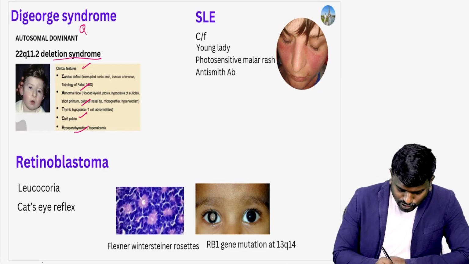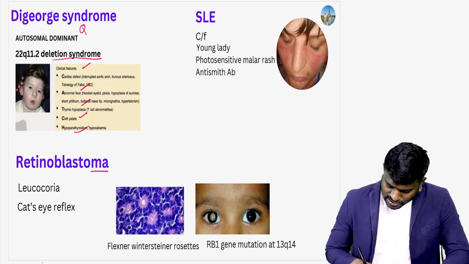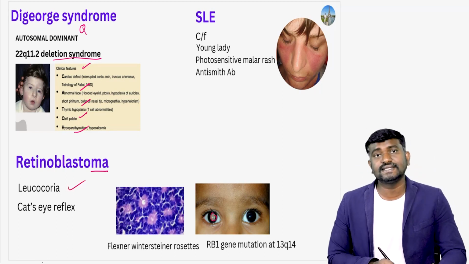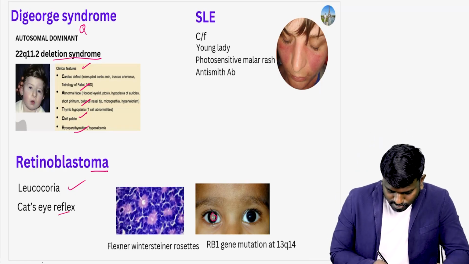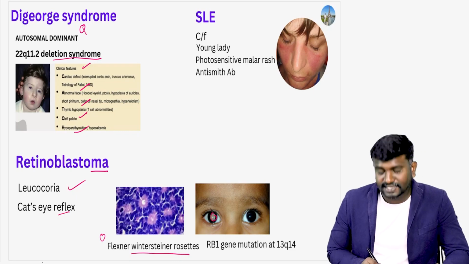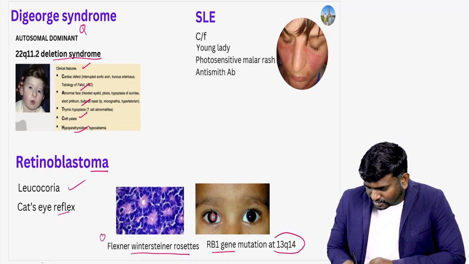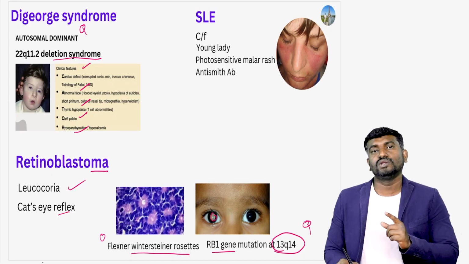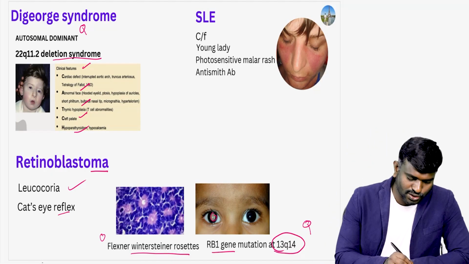Good. Next, retinoblastoma. We also see this in ophthalmology. Now, the patient is going to present with what? Leukocoria. Yes, it is also called cat's eye reflex. More importantly, you are going to remember Flexner-Wintersteiner rosettes. Yes, and also RB1 gene mutation, seen at 13q14. Remember, retinoblastoma 13q14, DiGeorge syndrome 22q11.